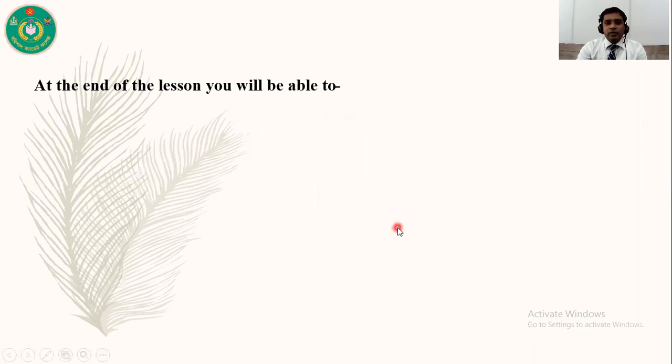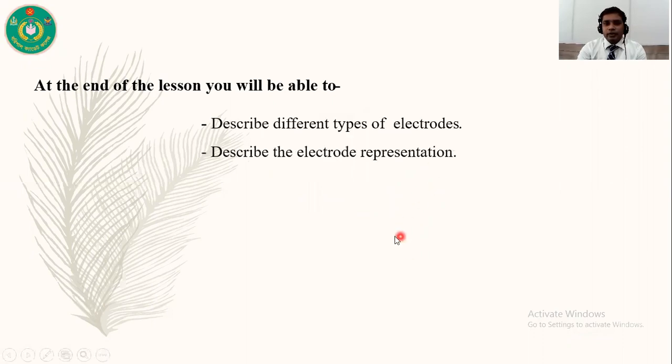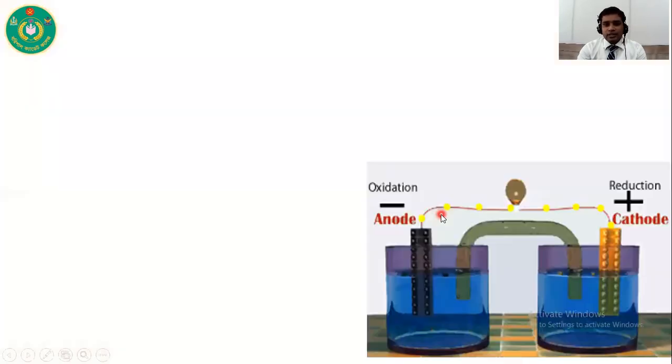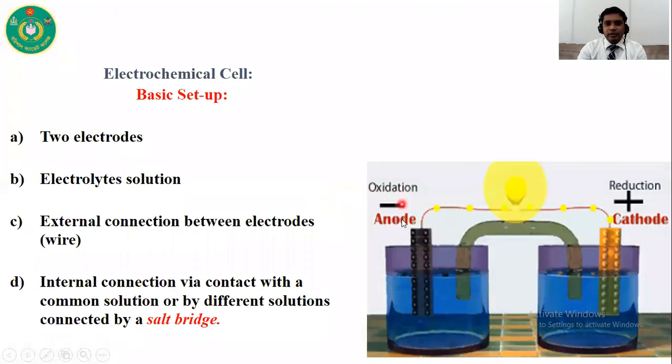At the end of this lesson, you will be able to describe different types of electrodes, describe the electrode representation, and describe the cell representation. Before my lecture, I repeat the basic setup of an electrochemical cell. So in an electrochemical cell, there must be two electrodes. There must be an electrolytic solution, external connection, and salt bridge.